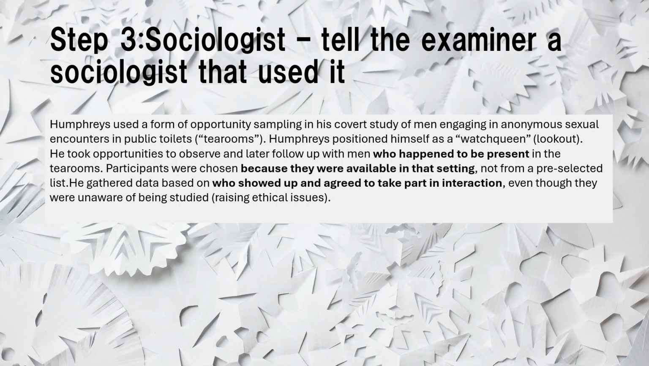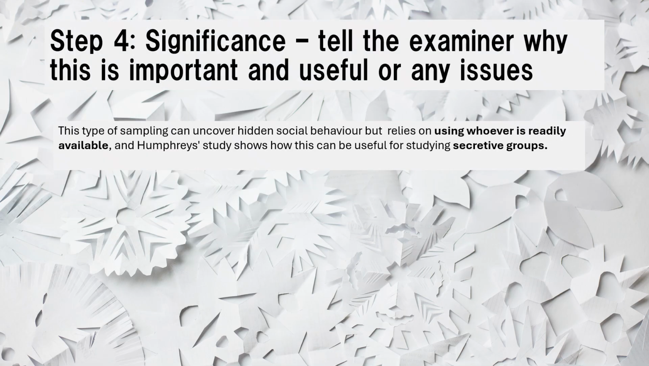So the next step is to tell them the significance of opportunity sampling. So this type of sampling can uncover hidden social behaviour. It relies on using whoever is readily available, and Humphreys' study shows how this can be useful for studying secretive groups. So there's your significance. So let's put it all together and see what it looks like.